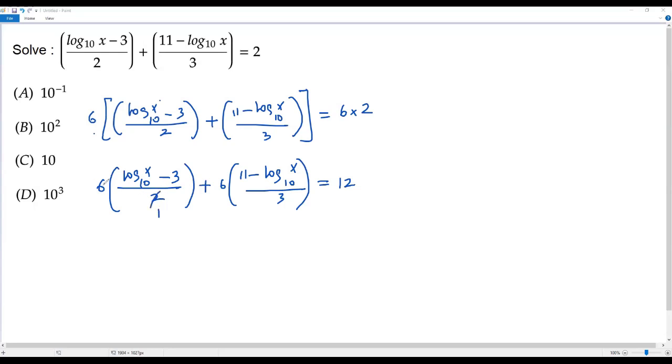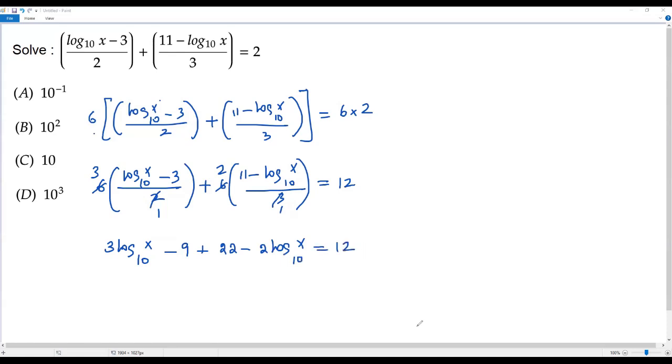So here 2 goes into 2 one time, 2 goes into 6 thrice, and 3 goes into 3 one time, 3 goes into 6 twice. Now we have 1 in the denominator here and here. It can be ignored. So now we can distribute this 3 to log x to the base 10 and negative 3. When I do so, I'll be getting 3 times log x to the base 10 negative 3 times 3 is 9. And the same thing, we have to distribute this 2 to 11 and negative log x to the base 10. Then I'll be getting 22 negative 2 times log x to the base 10 equals 12.